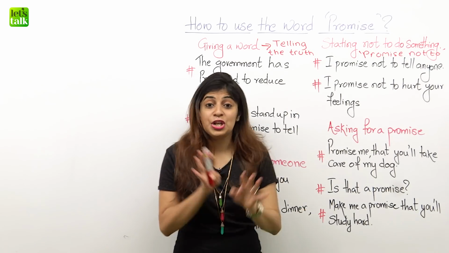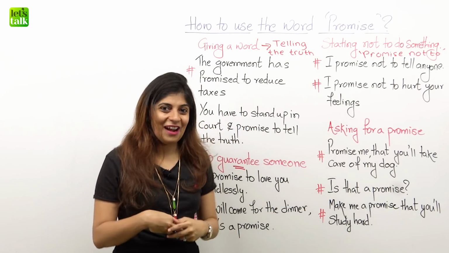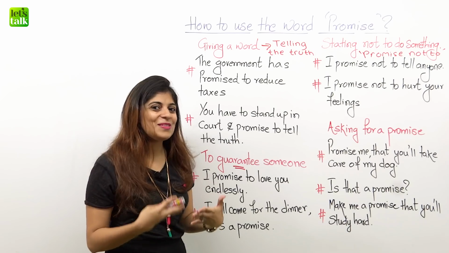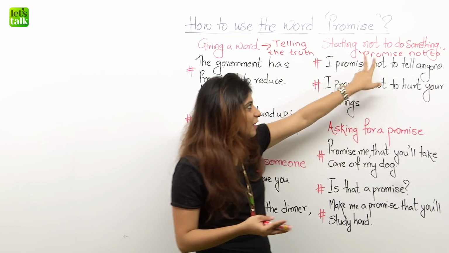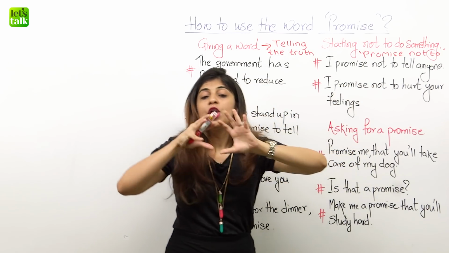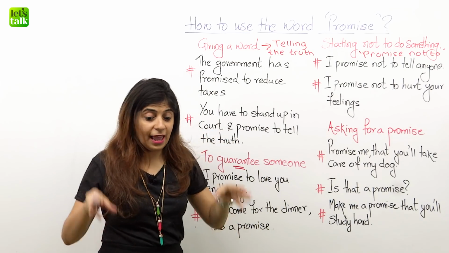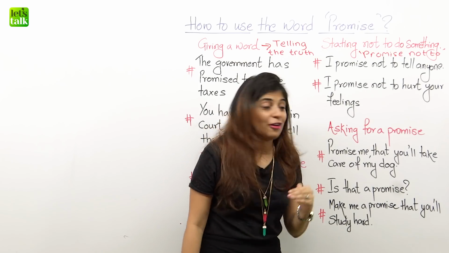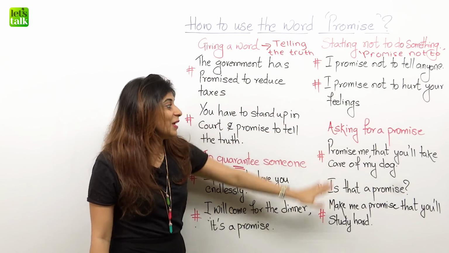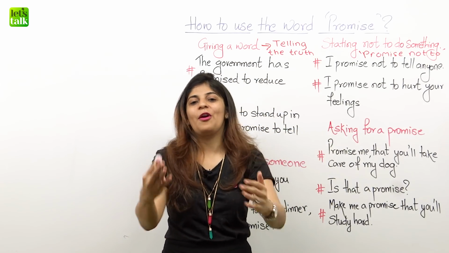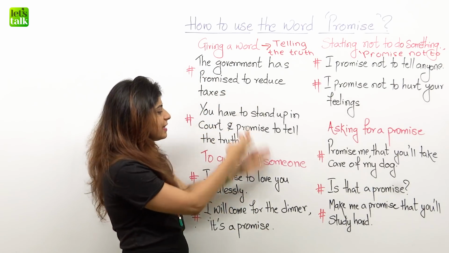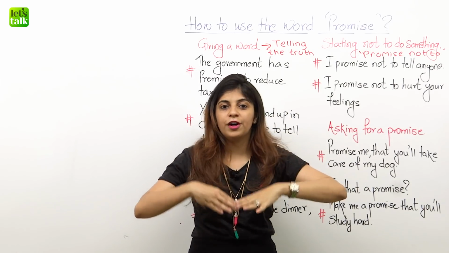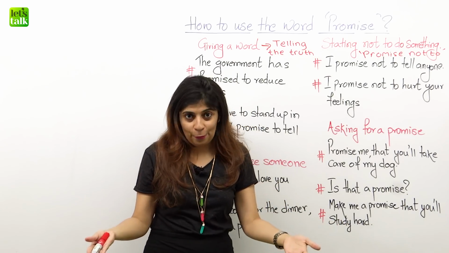I promise not to be late, right? So that's the way you use the word promise in a negative way, when you are stating not to do something, like for sure. And then the last thing that I have to tell you is, how do you ask for a promise? Okay, so these are the three ways that you offer or express your promise.